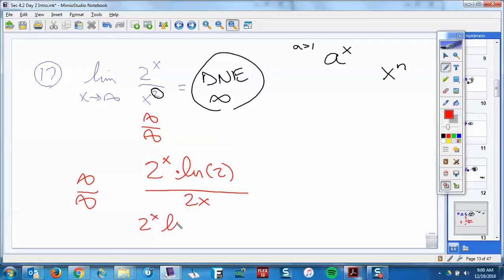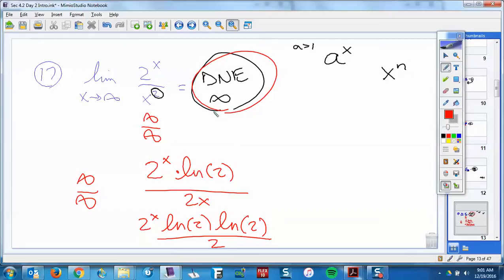2 to the x, ln 2 times ln 2. Because ln 2 is just a number. ln 2 is just hanging out there. You derivative 2 to the x is 2 to the x ln 2. You got another ln 2. What's the bottom? Derivative of x squared, 2x, is 2. So clearly the top is still getting big because of that, and the bottom is just 2. So this is definitely going to infinity. So now we can see for sure that that's what would be going on using L'Hopital's rule.